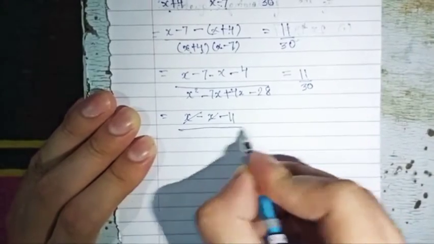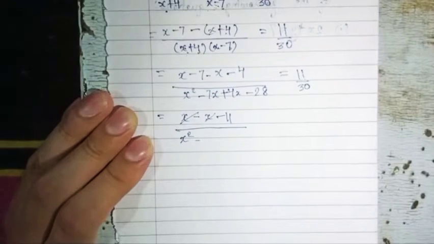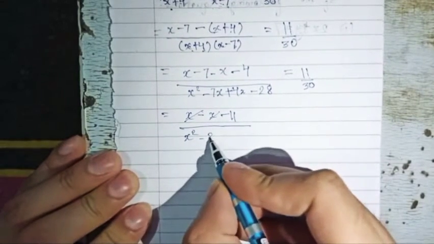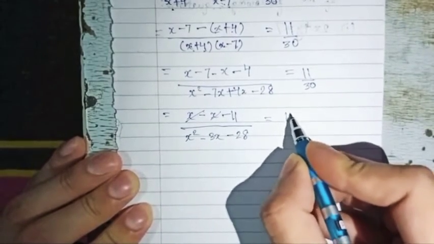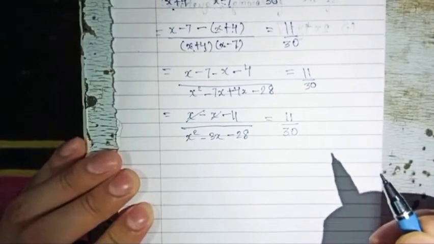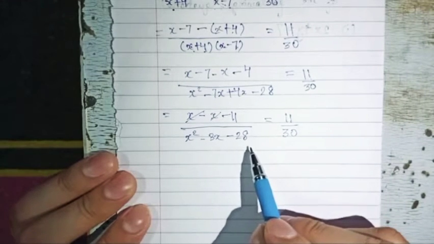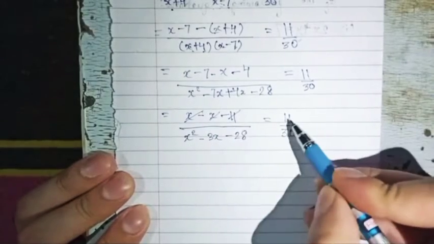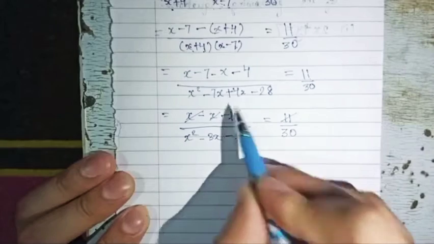So minus 11 whole upon x square minus 3x minus 28 is equal to 11 upon 30. So 11 and 11 can be cancelled out here only. 11 and 11 cancel, and minus 1 will remain.